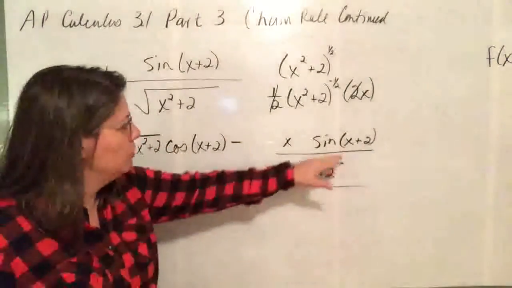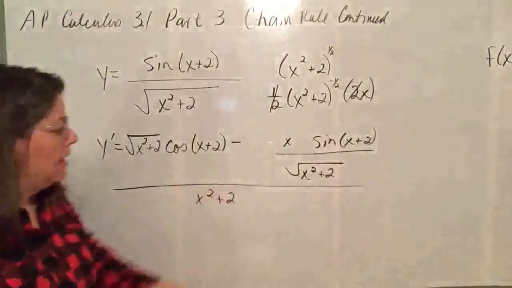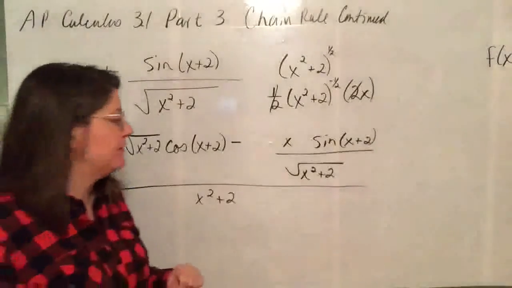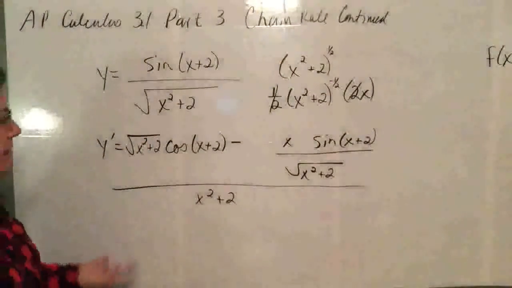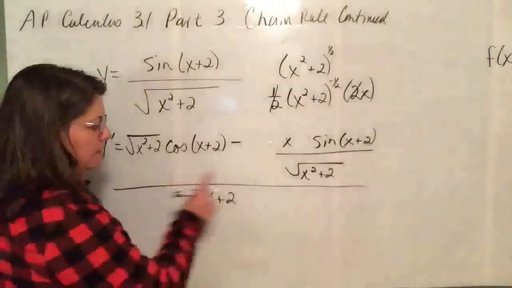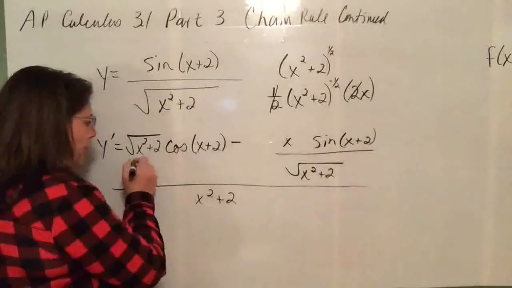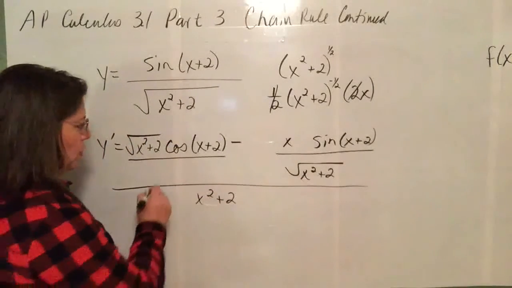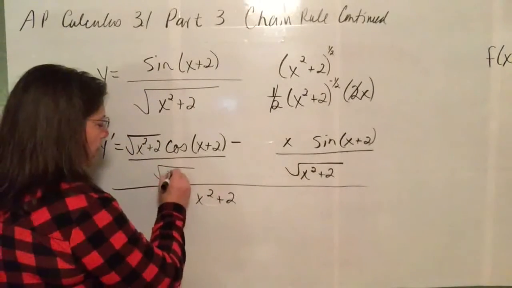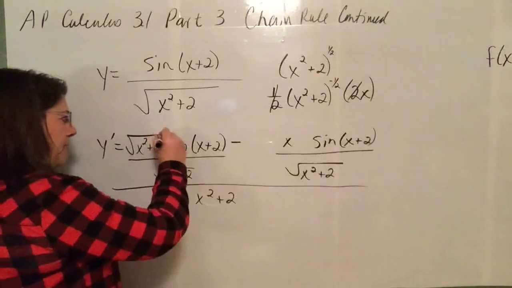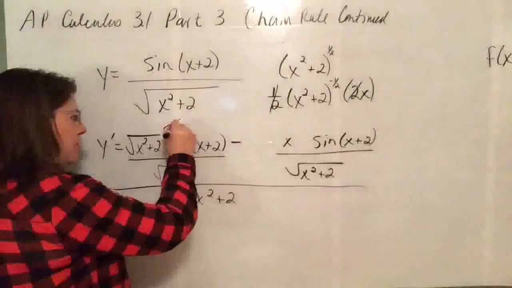I have, in the numerator, a fraction. And so I can't have a fraction within a fraction. So I'm going to have to simplify that. The easiest thing to do, I think, would be to get a common denominator here. So this term right here needs a square root of x squared plus 2 on the bottom. So if I put it on the bottom, doesn't that mean I'm going to multiply here by the square root of x squared plus 2?